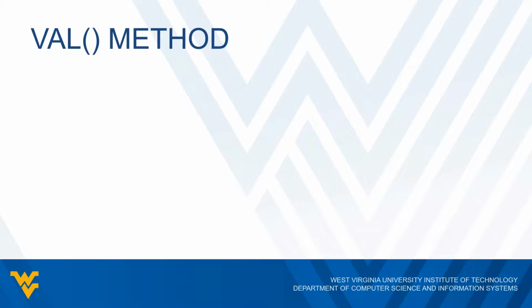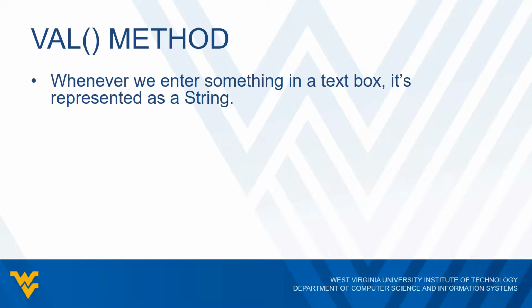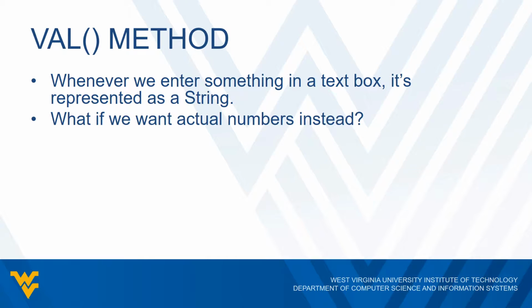Now let's suppose we have a text box and we enter something in that text box. It's going to be stored as a string. That's just how Visual Basic works. Anything that you enter in a text box, no matter what it is, it's going to get stored as a string. So what if we want the actual value of the number? Or maybe we're entering some number and we want the actual number stored in an integer or a double. We don't want it to store it as a string.